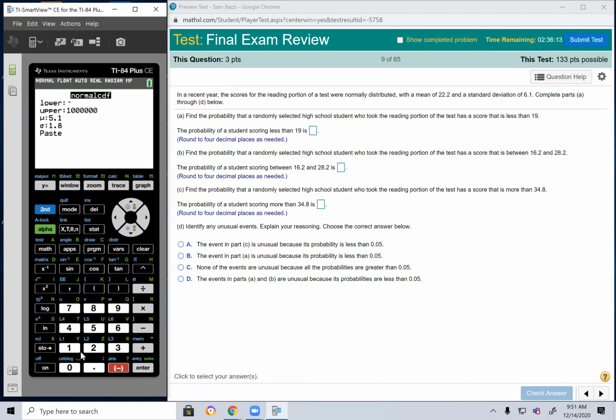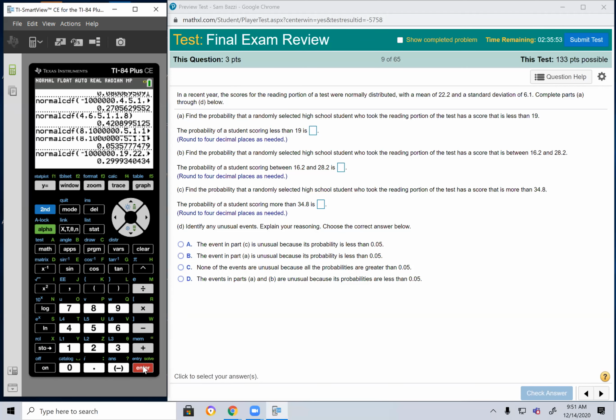It's going to be negative 1,000,000. If it is a less, your lower bound is always the negative 1,000,000, and this is the 19. And then we're going to put the mean, which is what, 22.2. As you can see, this question shows up twice, so that must be an important question, guys. So you might see something similar to it. So it will be 0.2999.